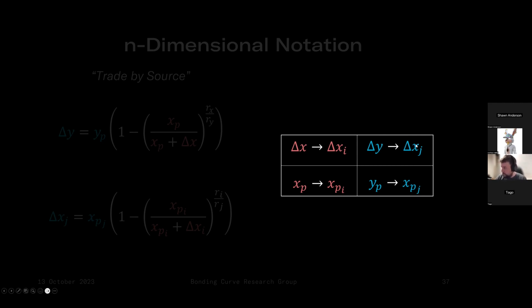So delta Y becomes delta X_J, meaning the next token in the line. X_P becomes X_P sub I, and Y_P becomes X_P sub J. I know that there is at least a little bit of mental gymnastics here, and I will try to make sure that we keep it relatively slow. And if you find yourself stalling, when you're maybe revising some of these slides later, just come back to this slide to remind yourself how we do these substitutions.